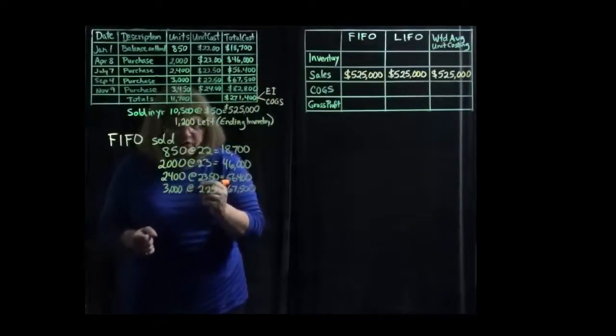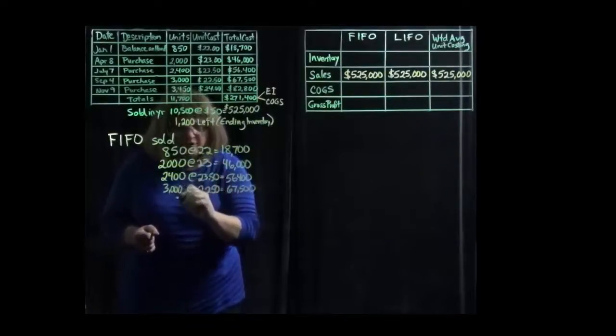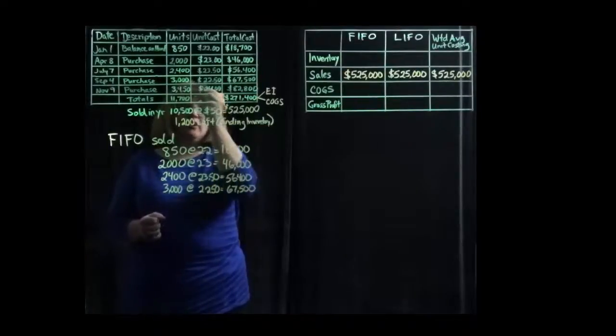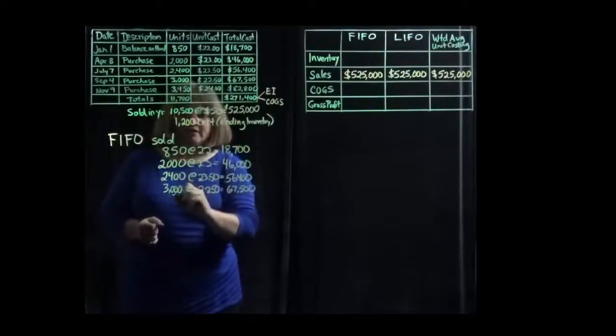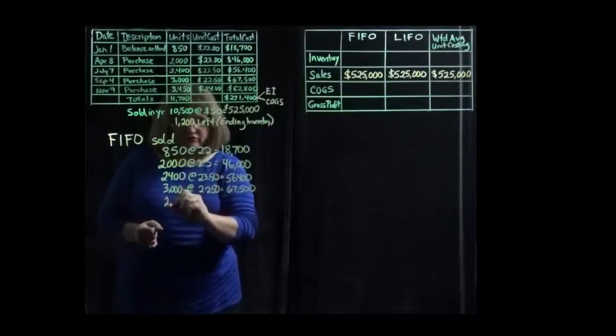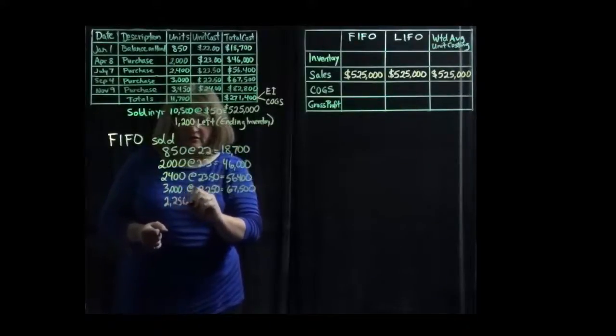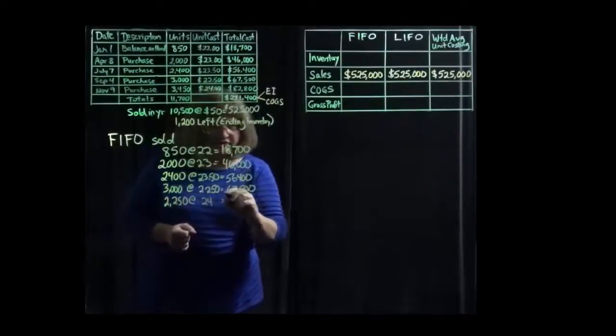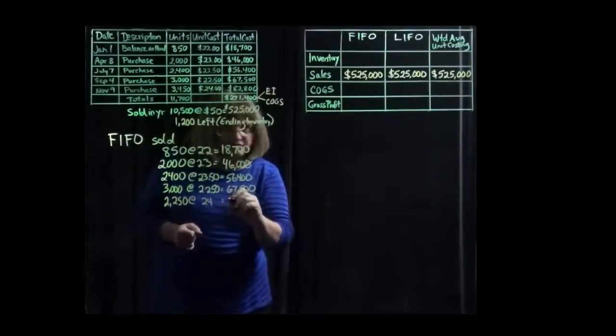And then we would assume that we didn't sell all 3,450 of these. We still have 1,200 left. So if we take the 1,200 away from there and assume we have those left, that means that we would have sold 2,250 of the ones that cost us $24. And that would give us a total of $54,000.